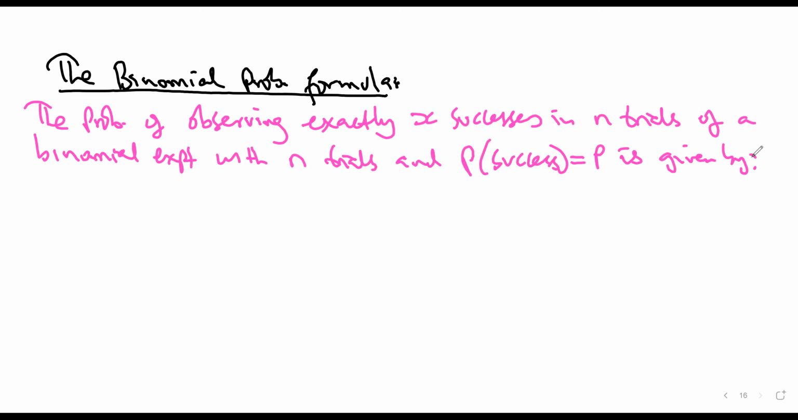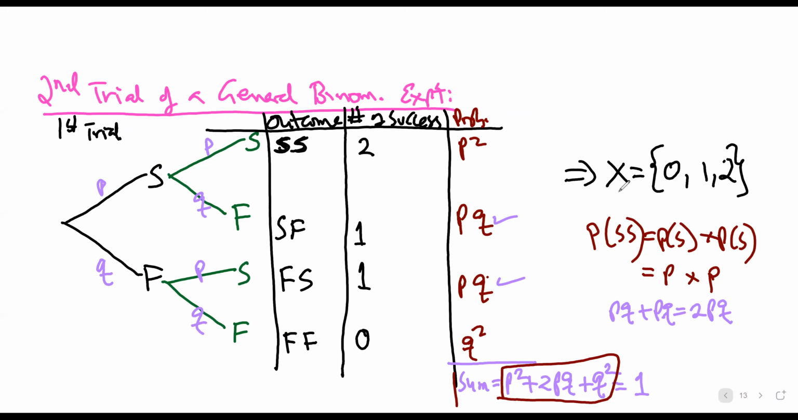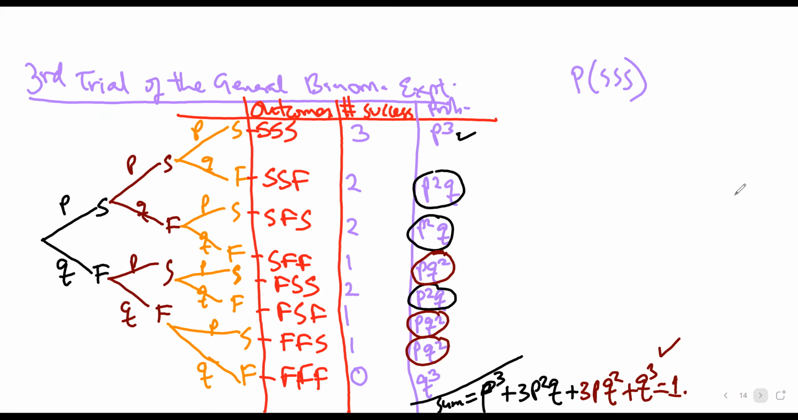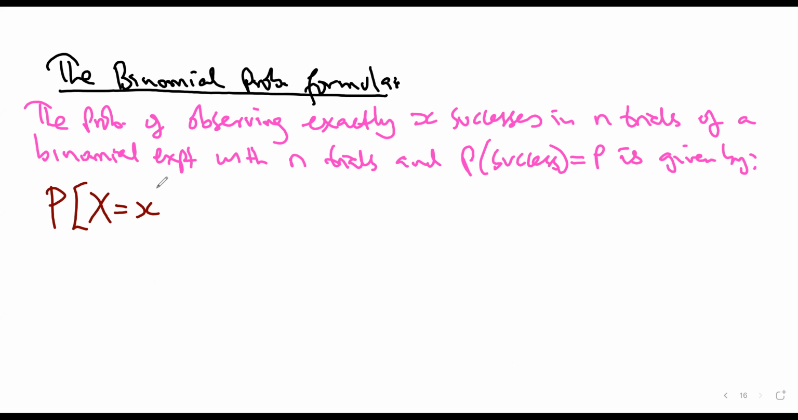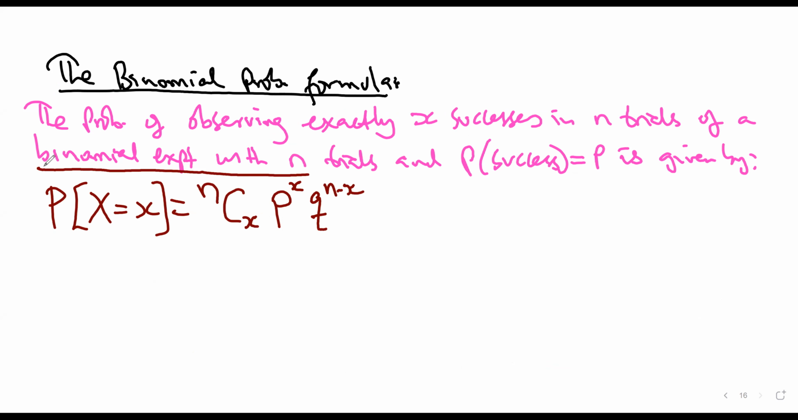the probability of getting a certain number of successes is given by this formula. This is the formula we have been looking for. The probability that the number of successes, the capital X that we've been calling here, is equal to some constant given by n, you use this item here, I'll be explaining what it is, multiplied by P power X, multiplied by Q power N minus X. So this is the formula for the binomial distribution.